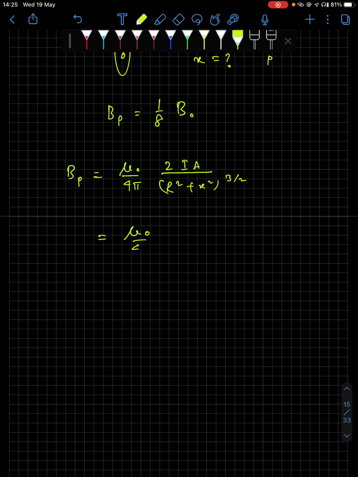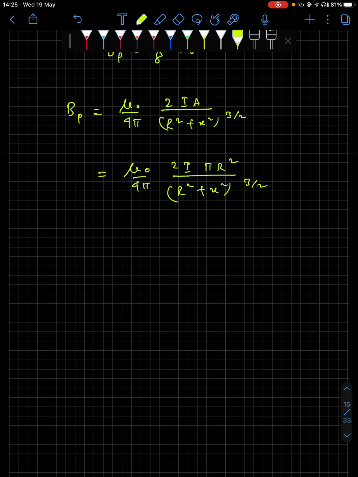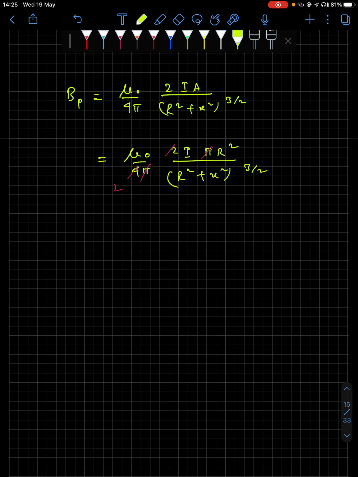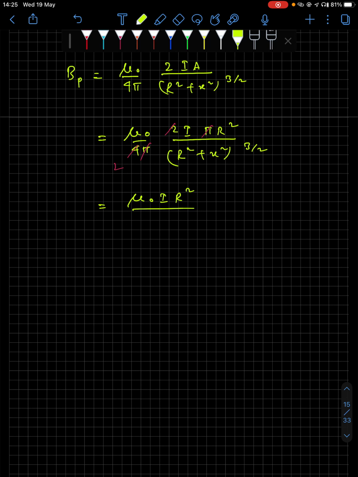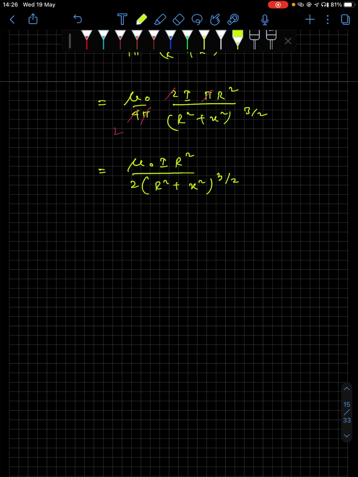Now mu naught by 4 pi, 2I pi, what is the area of the coil? Pi R square. So R square plus X square to the power 3 by 2. Okay, so you can cancel 2 times and pi cancels. What remains here is mu naught I R square divided by 2 times R square plus X square to the power 3 by 2. And magnetic field at the center of the coil, the relation is mu naught I by twice R.